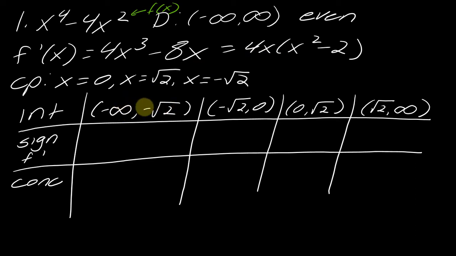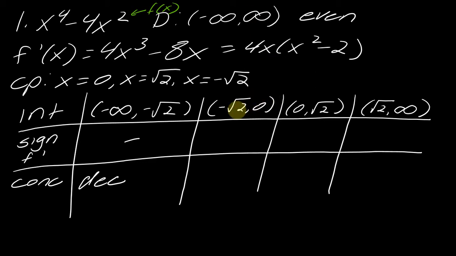In this first interval, let's say I choose something like negative 5. Negative 5 is in this interval. If I plug in negative 5 and think about it in this form, this will give me something negative. Then negative 5 squared becomes positive 25, and 25 minus 2 ends up becoming something positive. So I have a negative times a positive. All I care about is what the sign is going to be. So this will be negative, so this is going to be decreasing.